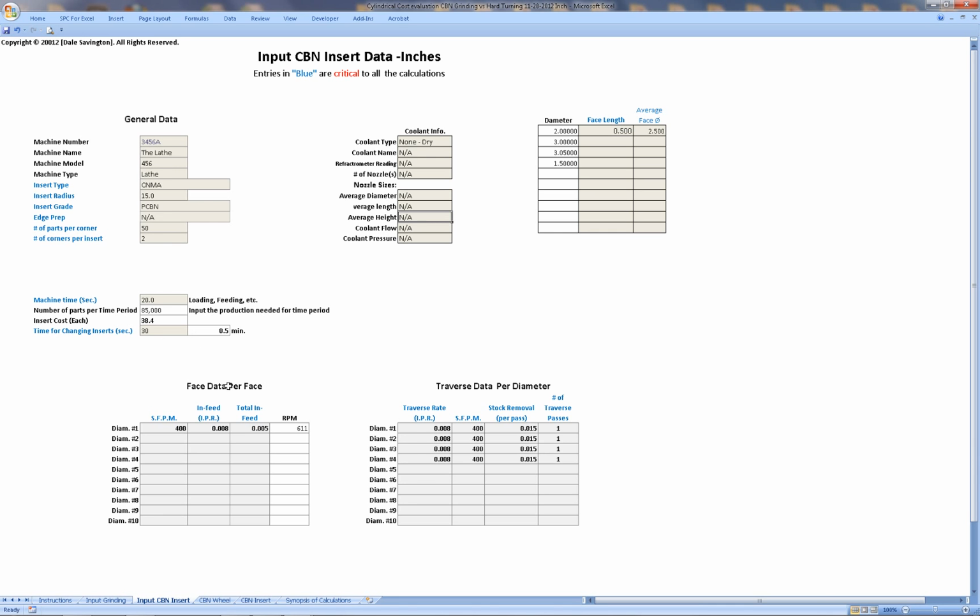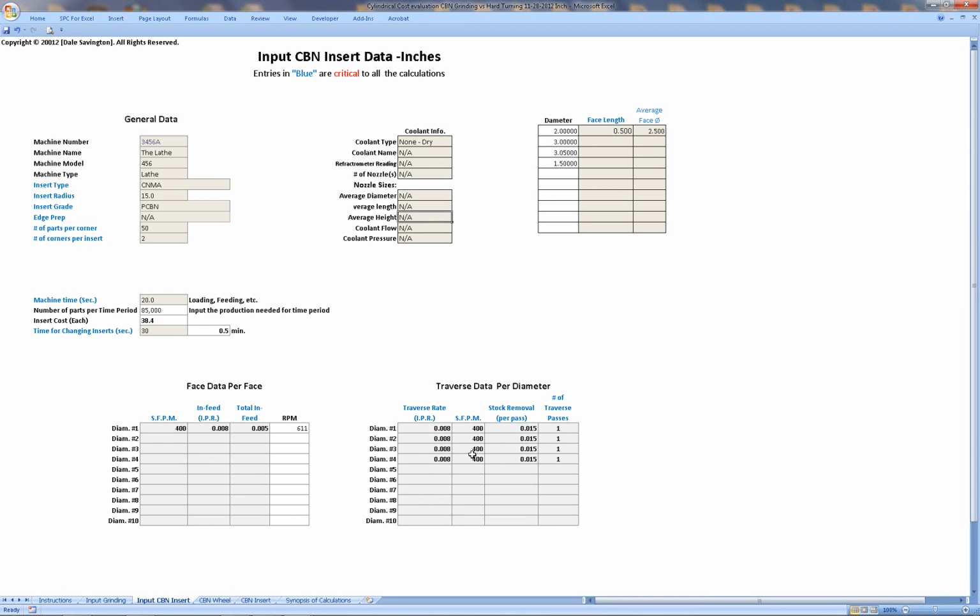Now, since we're doing faces, and even though we've added face information at the top, we still need to put in the surface footage at which the part will be turning, the in-feed rate, or IPR, inches per rev, and the total in-feed for the process. This is going to be the same as before, 5 thousandths. Because we put in the surface foot, it calculates that we'll be running at an RPM of 611. Then the traverse data: we're going to be running on all 4 parts 8 thousandths inches per revolution. That will be your traverse rate.